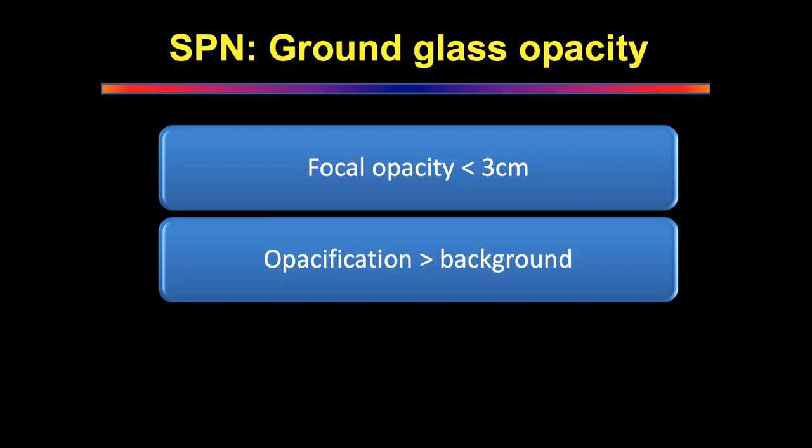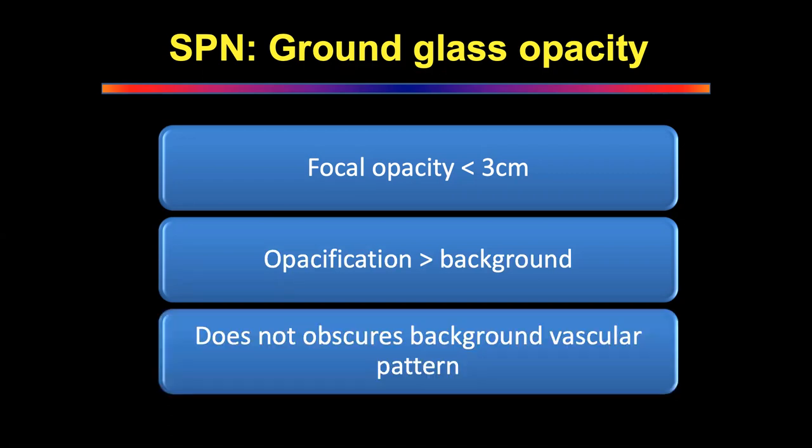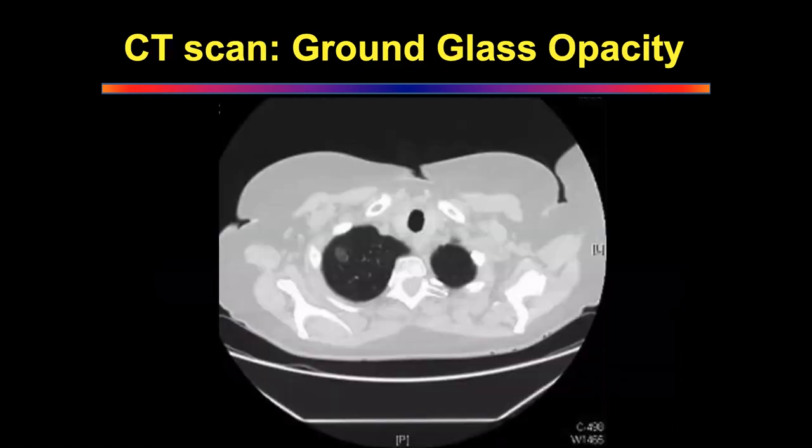And what is one more criteria now for ground glass? It does not obscure the bronchovascular margin. Excellent, very good. So these are the 3 points. See, the opacification here is more than the surrounding. It has to be, because otherwise there is nothing there. If there is no opacification, that means there is no tumor. So ground glass is opacification more than the background, but you can still see the bronchovascular markings.